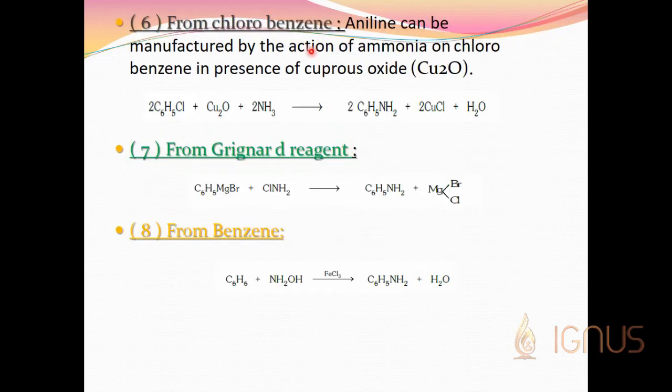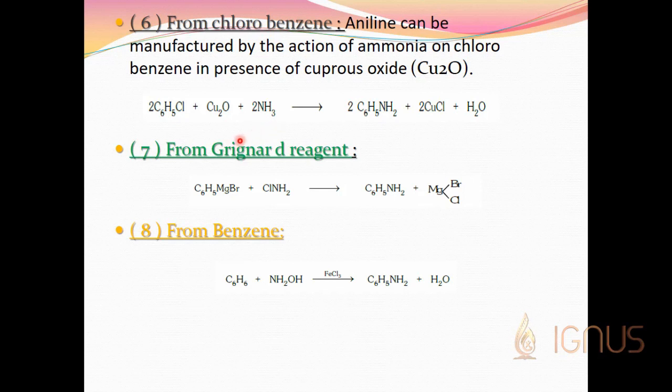Next, from chlorobenzene. Aniline can be manufactured by the action of ammonia on chlorobenzene in the presence of cuprous oxide. So it is a conversion of chlorobenzene to aniline in the presence of cuprous oxide and ammonia.